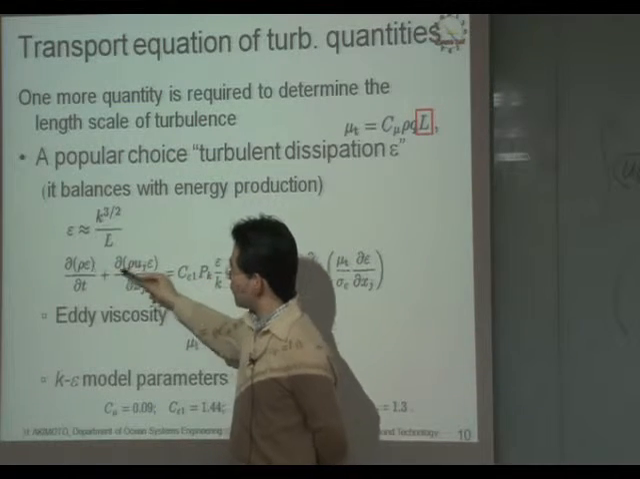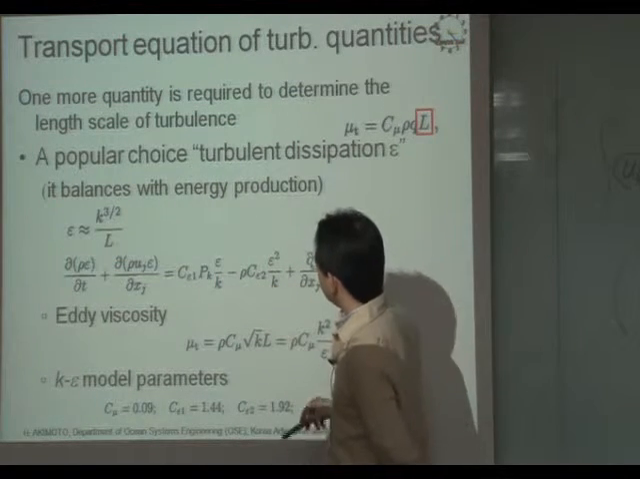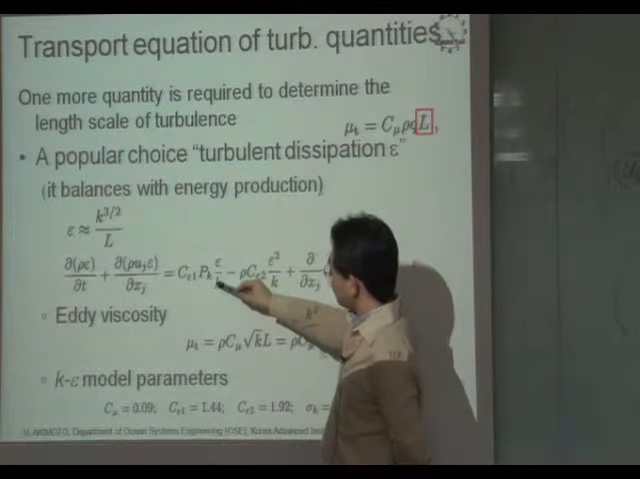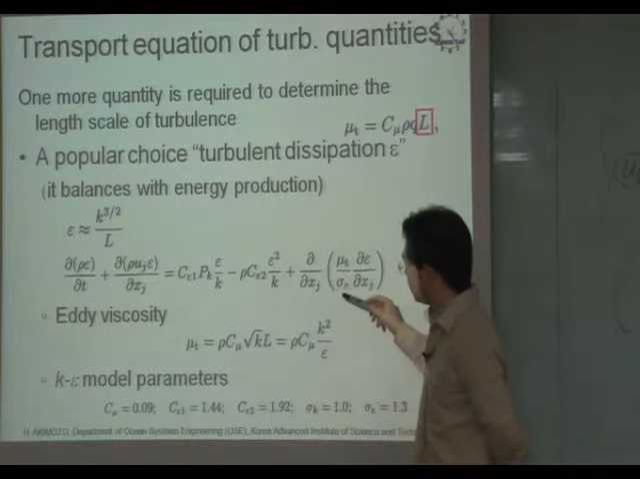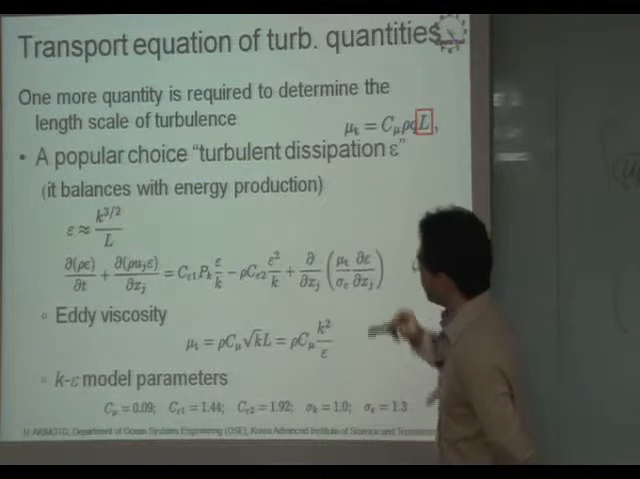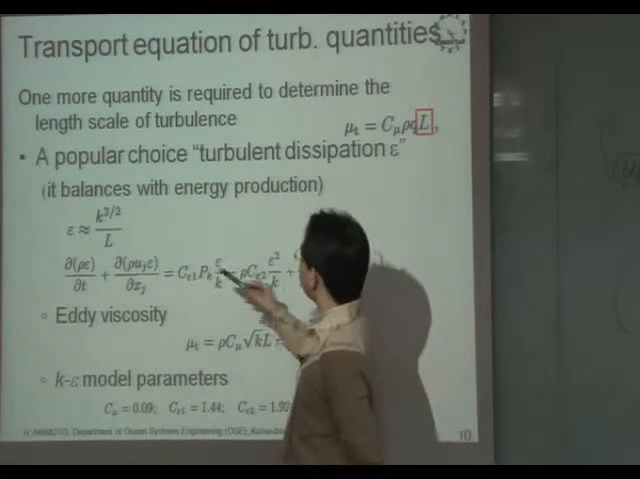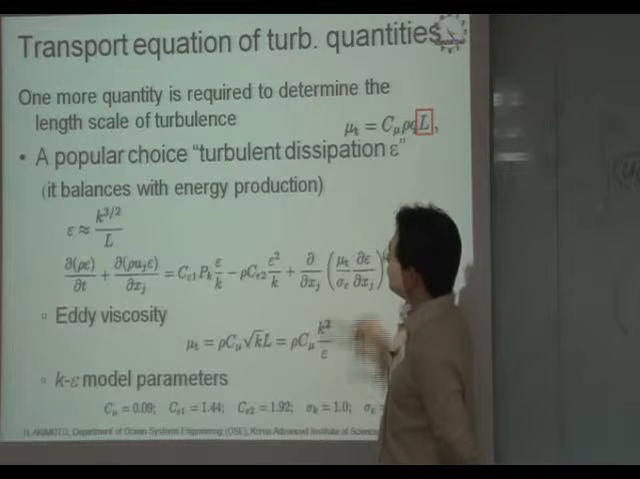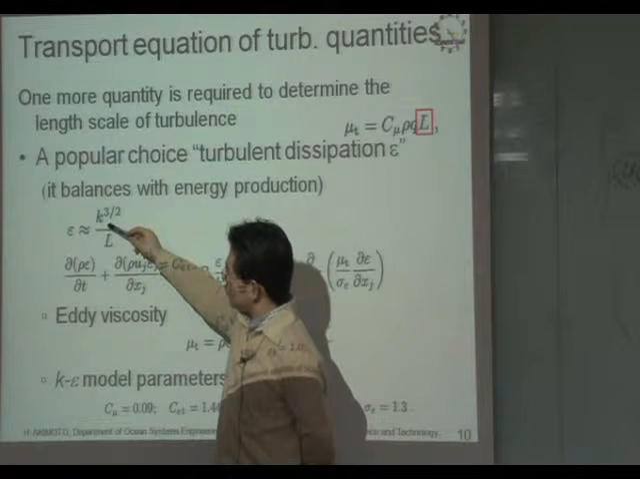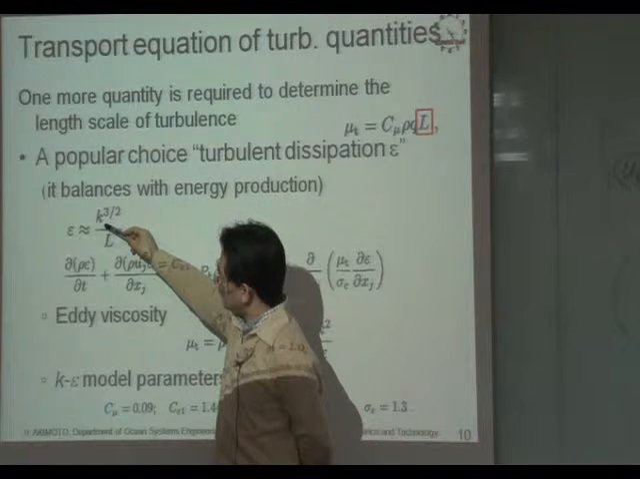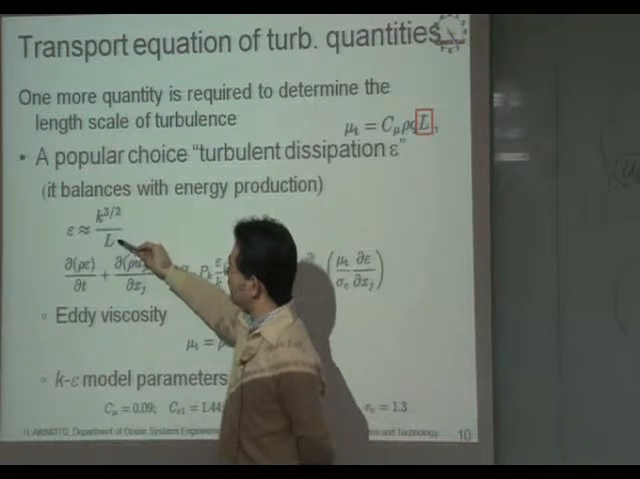Epsilon is transported by the mean velocity, and it has a production part, a dissipation part, and a diffusion part. The meaning of epsilon is the dissipation rate. The definition is k to the power of 3 halves divided by L.